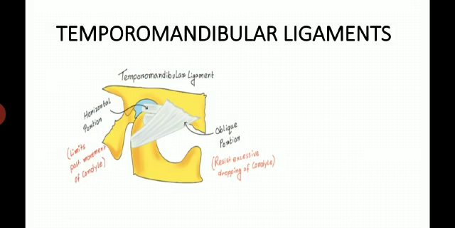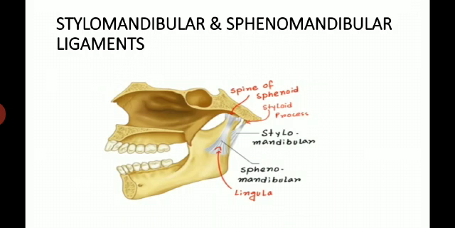The effectiveness of the temporomandibular ligament is demonstrated in cases of extreme trauma to the mandible. In such cases, the neck of the condyle is seen to fracture before the retrodiscal tissue is injured. Now we will study the accessory ligaments, in which we will first study the sphenomandibular ligament.